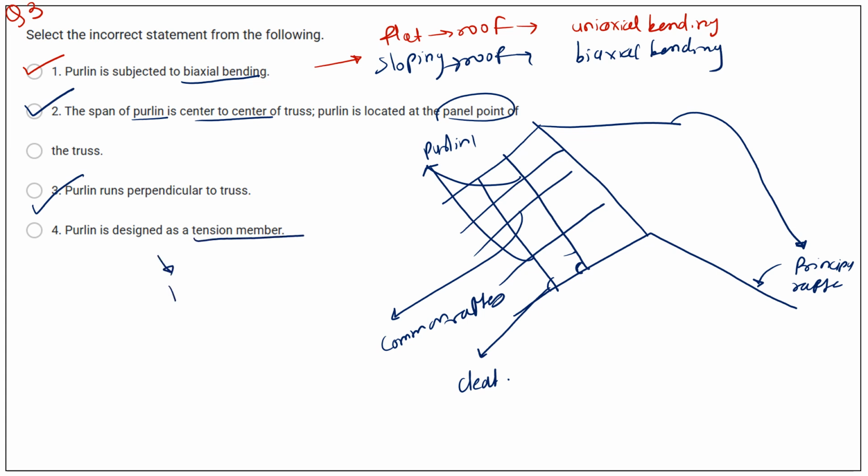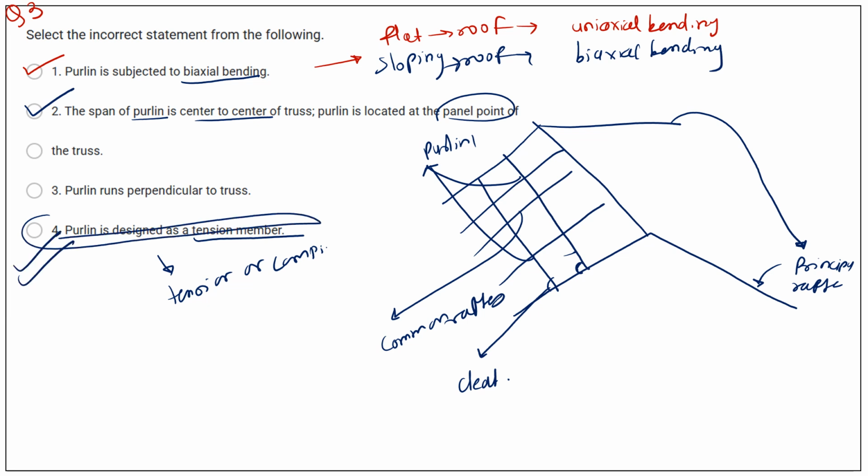Purlin is not designed as a tension or compression member, but the purlin is designed as a bending or flexural member, and here the bending or flexure is biaxial. So the last option is incorrect. So for this question the fourth option is correct.